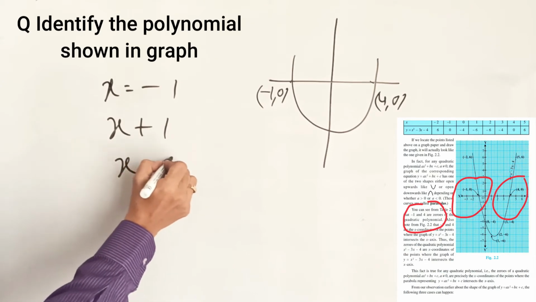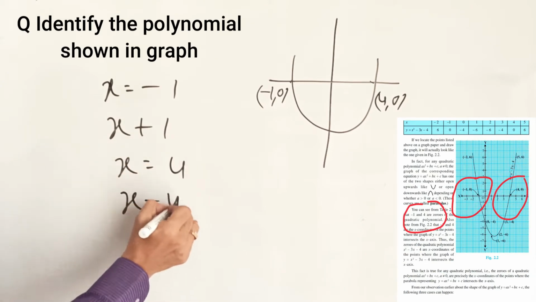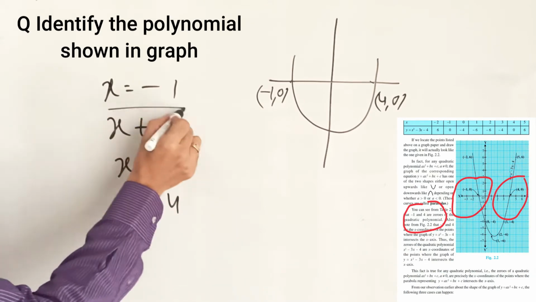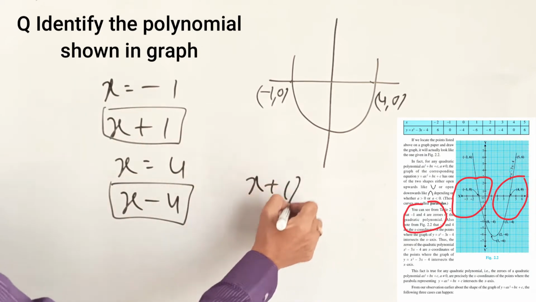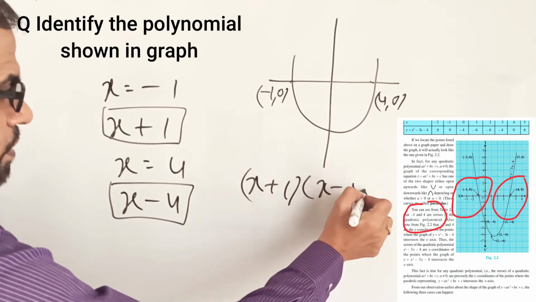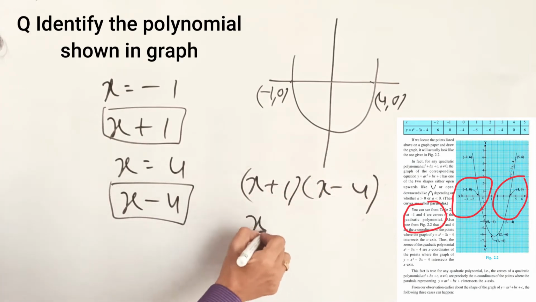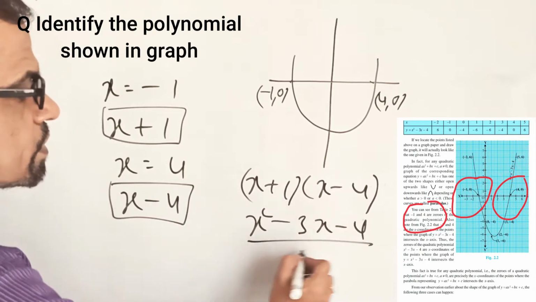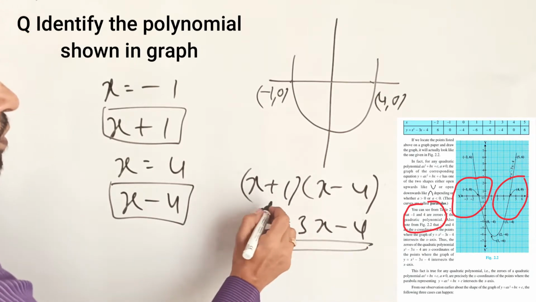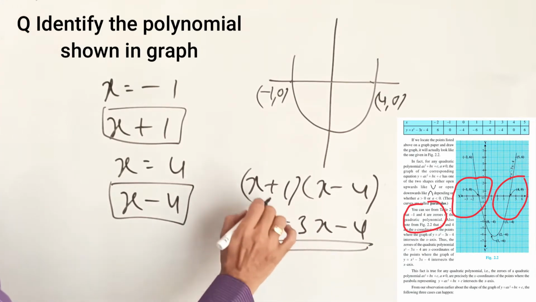One more zero, 4, so the factor will be x minus 4. So these are the factors. So the quadratic polynomial is x plus 1 into x minus 4. If we multiply this, we will get x square minus 3x minus 4. So this is our answer. This is the quadratic polynomial shown by this graph.